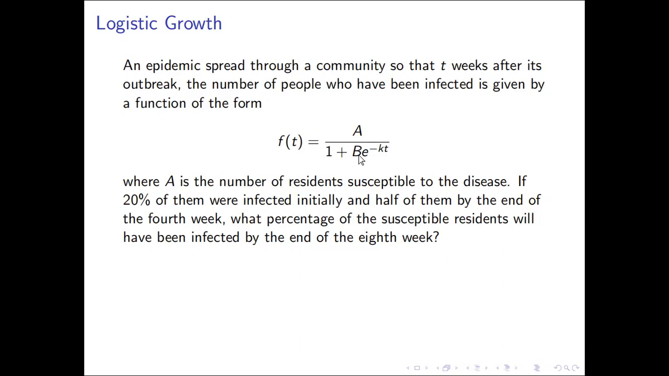The model represents the number of people who have been infected at time t, where A here is the number of residents susceptible to the disease. That would be the carrying capacity. It might not really represent the whole population, but only those susceptible to the disease. Some might be immune. If 20% of them were infected initially and half of them by the end of the 4th week, what percentage of the susceptible residents will have been infected by the end of the 8th week? That's all.